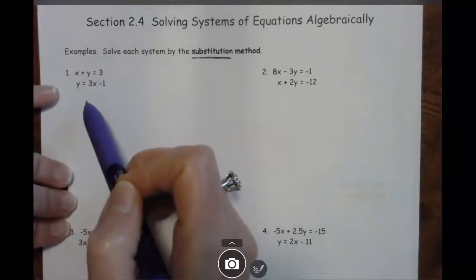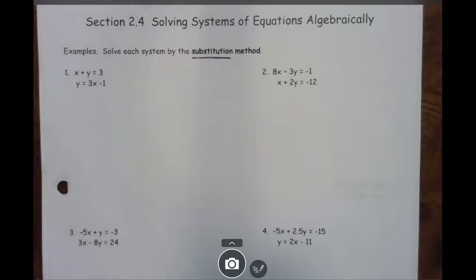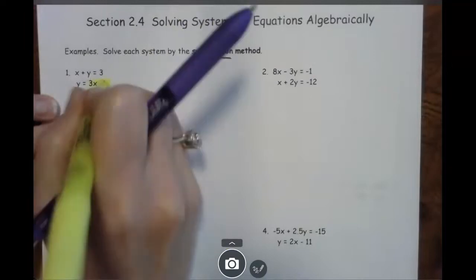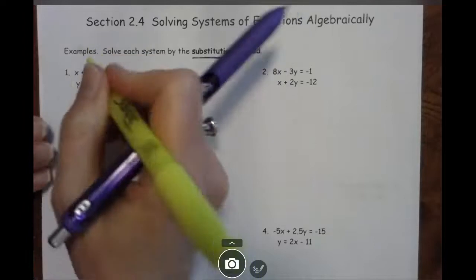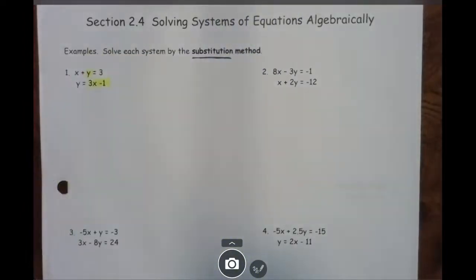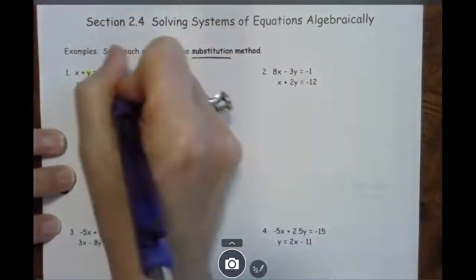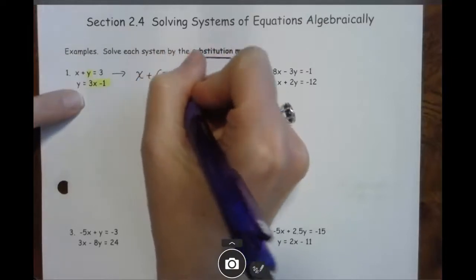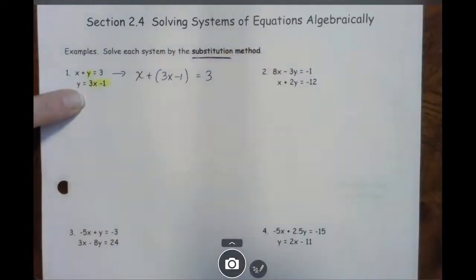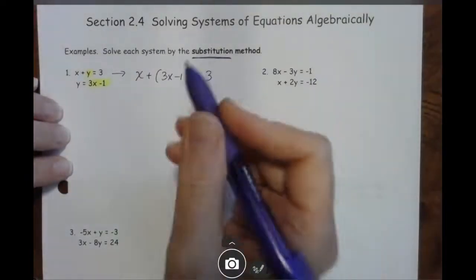Now, when looking at number 1, we're given that x plus y equals 3. But look at the second equation. In the second equation, we are given y in terms of x. So everywhere we see y, we can plug in 3x minus 1. And that's what we're going to do. We are going to use substitution. So x plus y, y is 3x minus 1, equals 3. So we have a new equation in only one variable, and this can easily be solved.